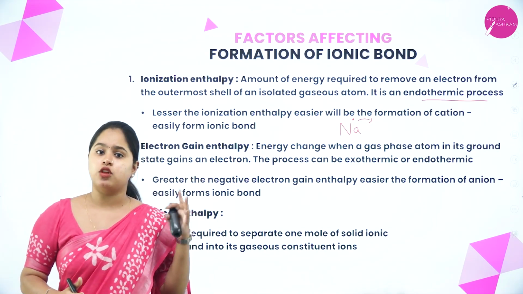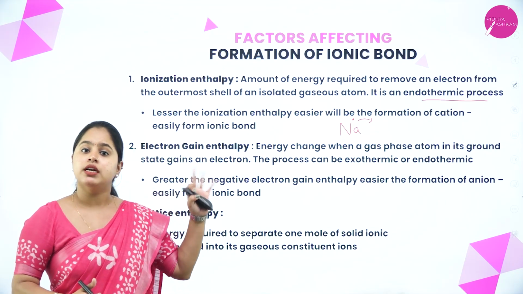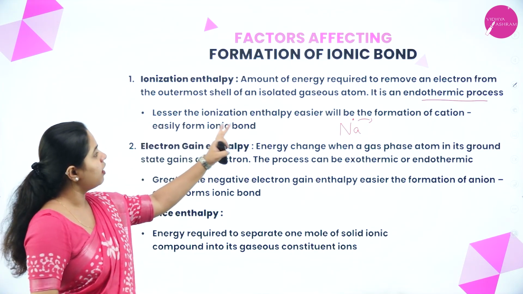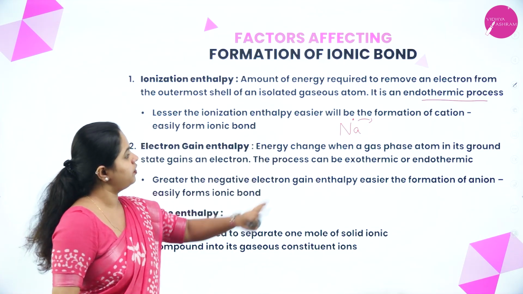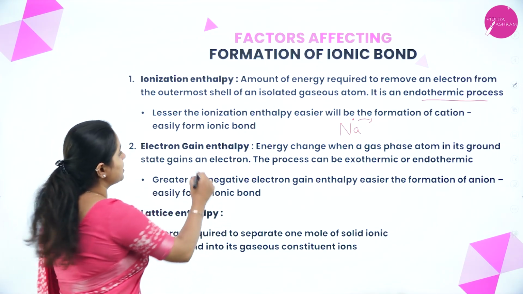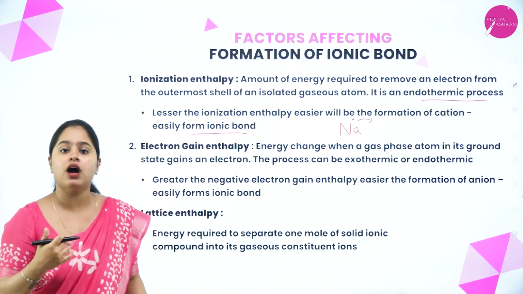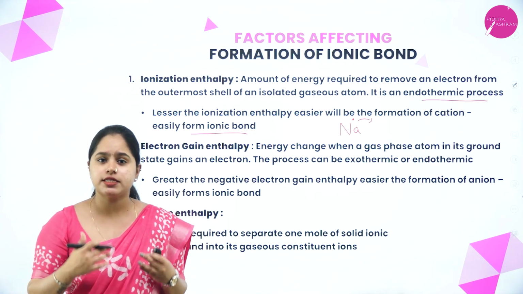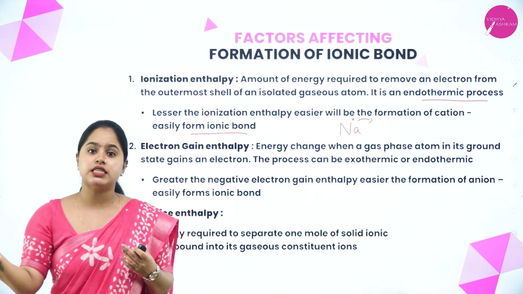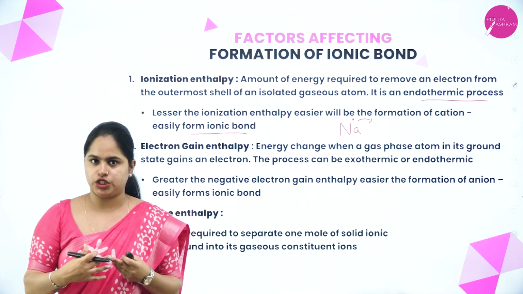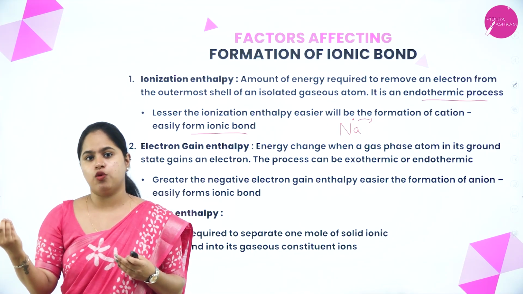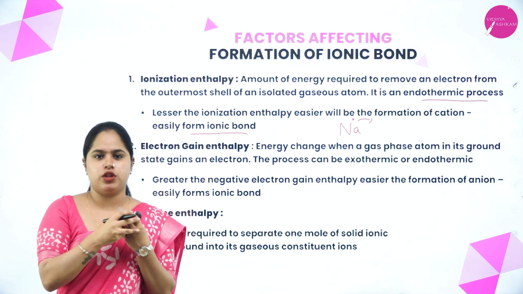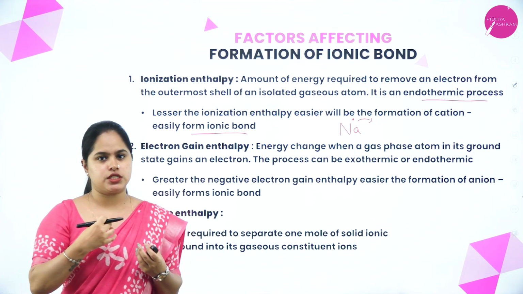So how does this ionization enthalpy depend on the formation of an ionic bond? Let's see. The lesser the ionization enthalpy, the easier will be the formation of the cation, which results in easier formation of the ionic bond. So what does that mean? Lesser ionization enthalpy means it is very easy to remove the electron from the outermost shell. If it is easy to remove, only a very little amount of energy is required. If it's very strongly bonded to the nucleus, more and more energy is required to remove it.